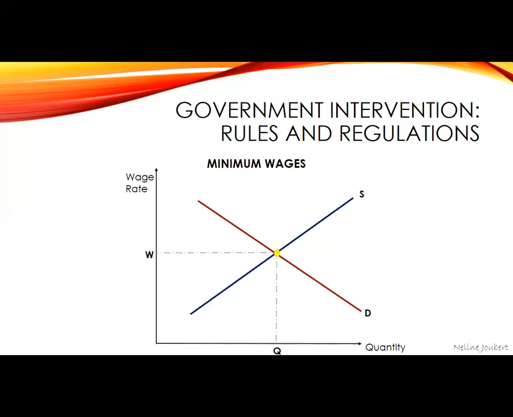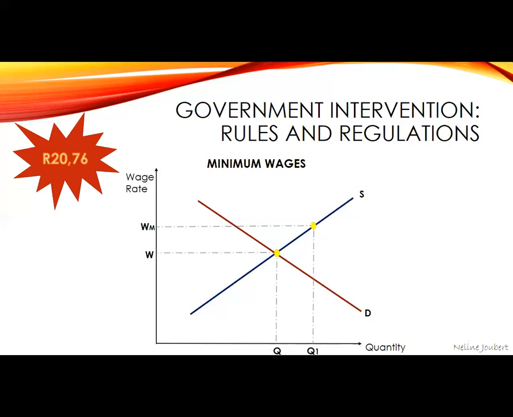They introduced a minimum wage rate, and with implementation on the 1st of March 2020, this amounted to 20 Rand 76 per hour. When the government implements minimum wage laws, employers are not allowed to pay their workers less than the minimum wage rate. Now, at a higher wage rate, the supply for labor increases quite drastically.